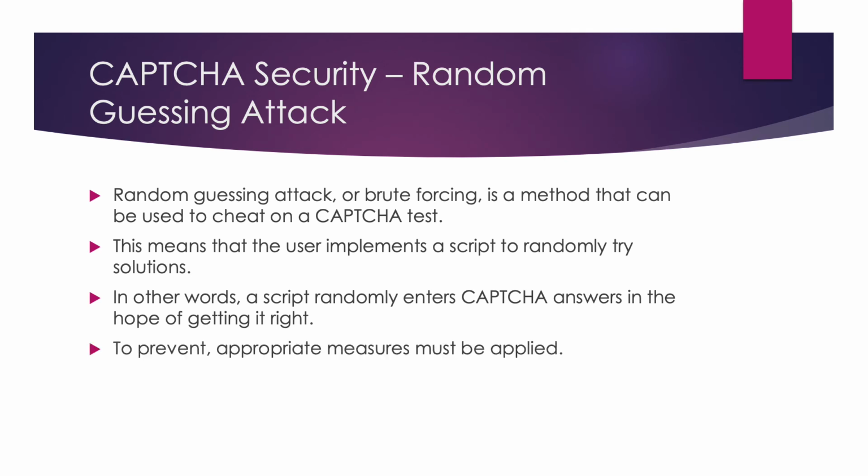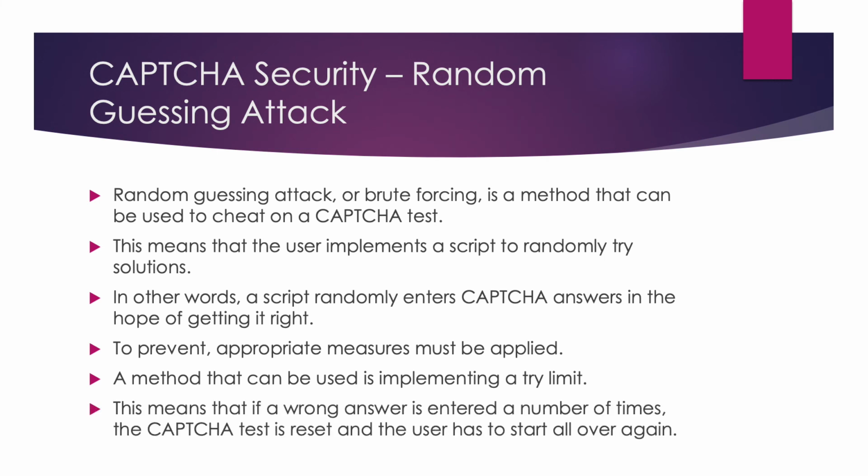To prevent this, appropriate measures must be applied. A method that can be used is implementing a try limit. In other words, this means that if a wrong answer is entered a number of times, the CAPTCHA test is reset and the user has to start all over again. For example, a CAPTCHA test, let's say, has 3 tries. If a user enters 3 wrong answers in a row, the test will reset and they will have a new test. This can help to mitigate the random guessing attacks on CAPTCHA.